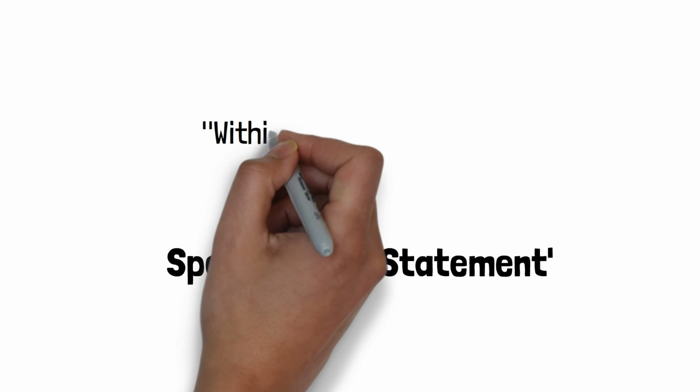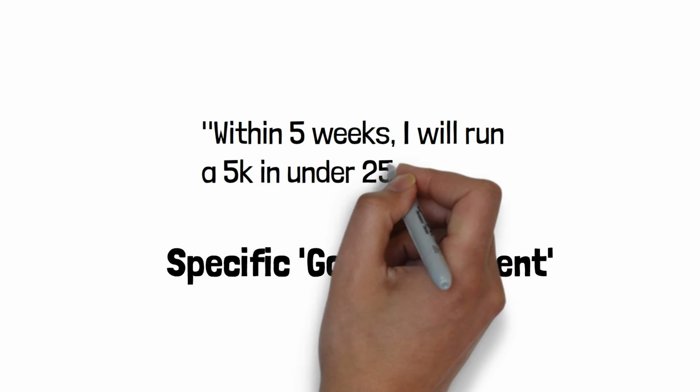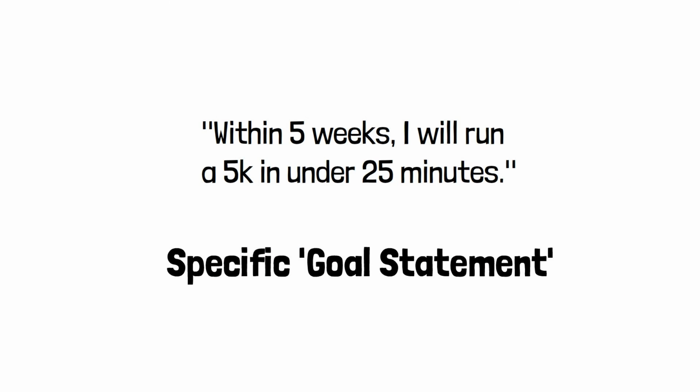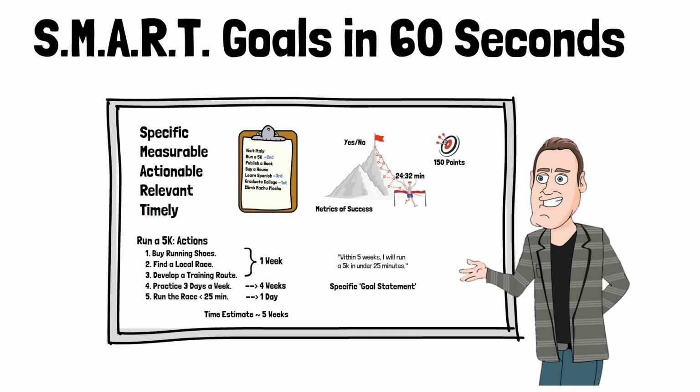Last, you want to tie it all together into a specific goal statement. For example, within 5 weeks, I'll run a 5K in under 25 minutes. And that's SMART in 60 seconds. Give it a try. See if it works for you.